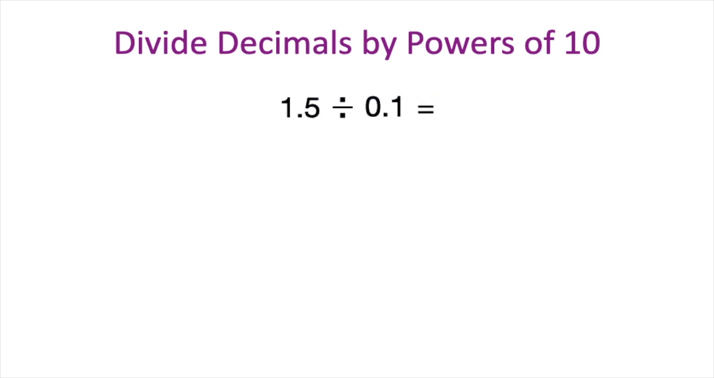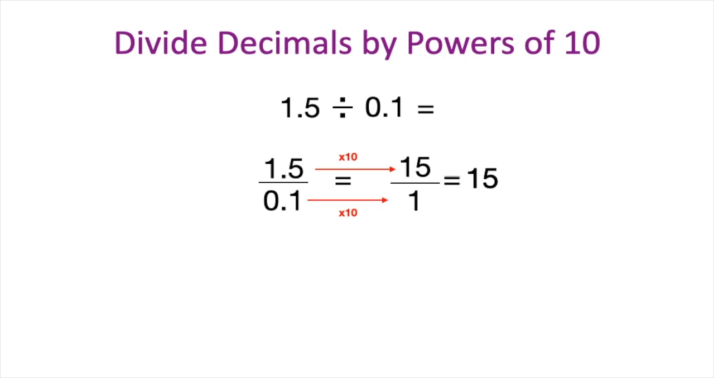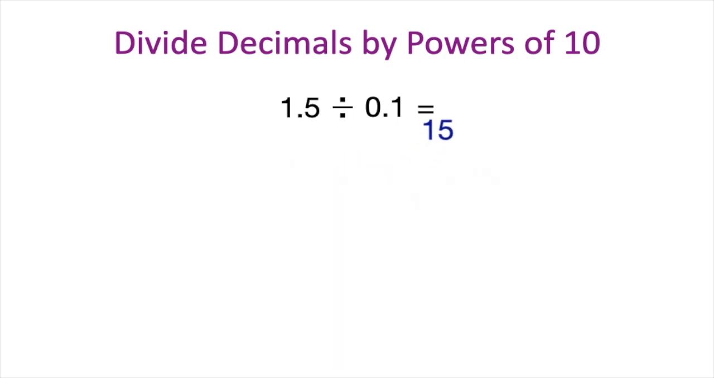How about 1.5 divided by 0.1? Again, let's write it as a fraction, and then we multiply the denominator by 10 because we don't want to have a decimal for our divisor. And we do the same thing on the top. We end up with 15 divided by 1, which is 15. So our quotient is 15.